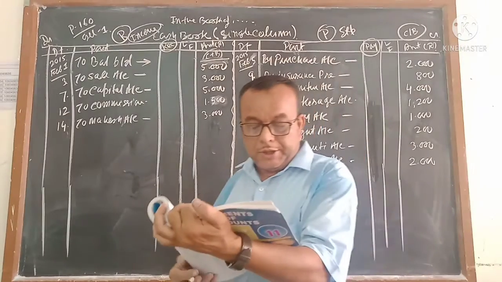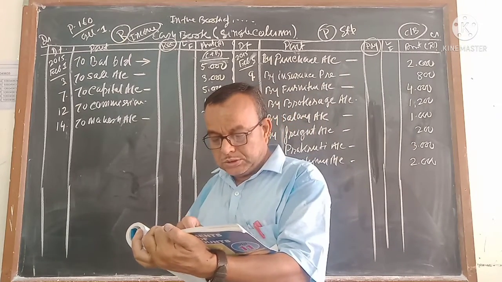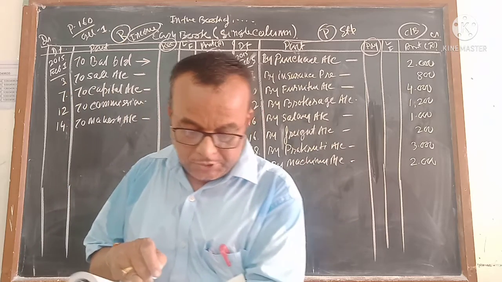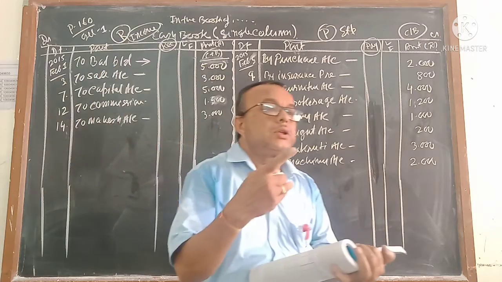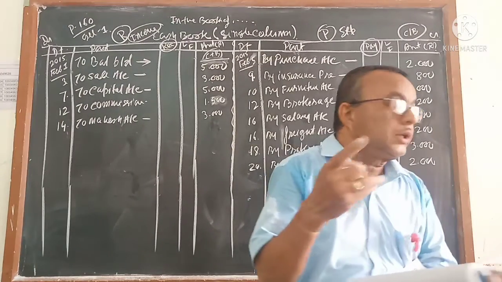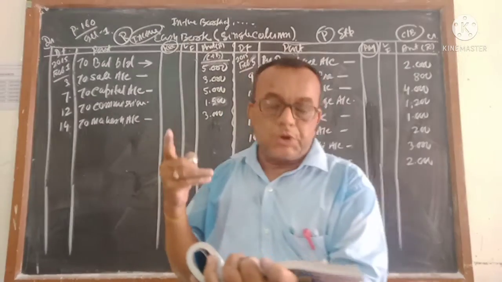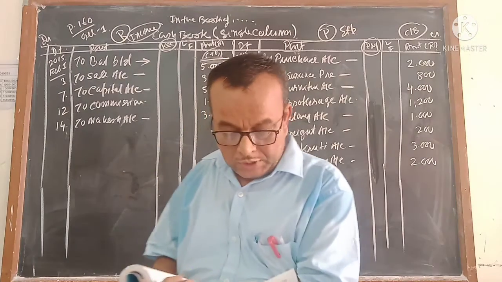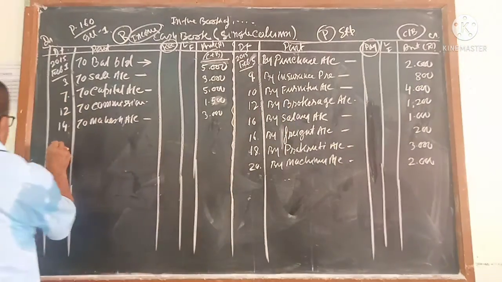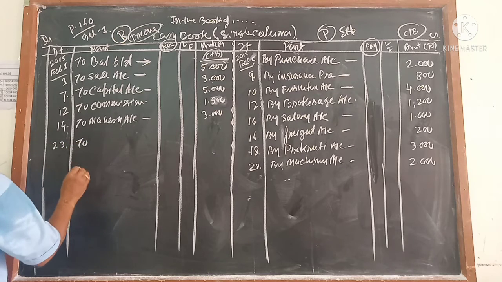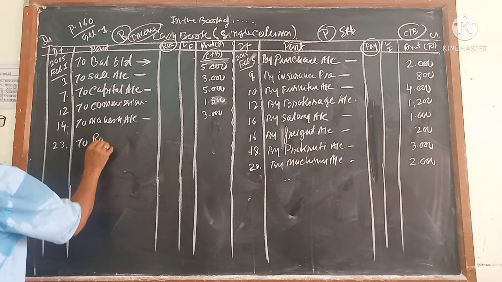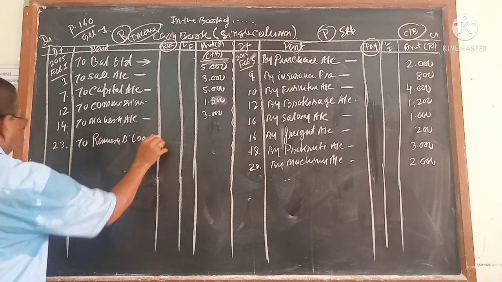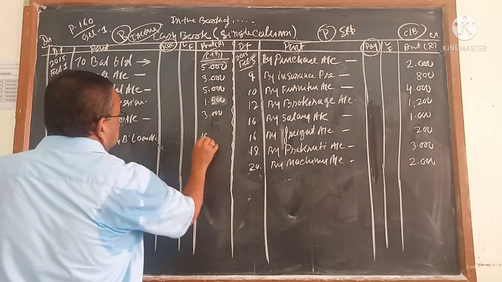Number 23. As more funds are required in the business, 10,000 borrowed as a loan bearing 10% rate of interest from Ramesh Bhai. You think you are taking a loan. Due to that your cash box balance is increasing or decreasing? Cash box balance is increasing because cash is coming, so it is coming this side. Loan, whose loan? Ramesh Bhai's loan account. How much? 10,000.